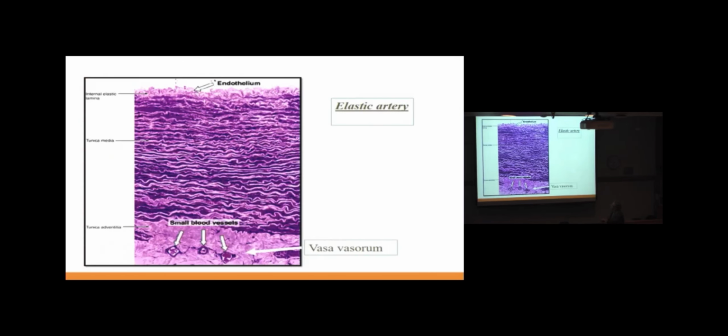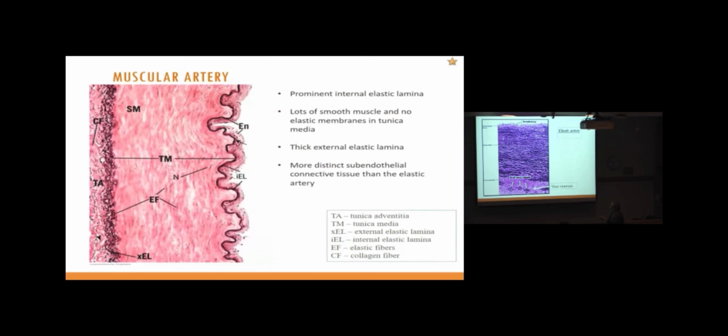Okay, in this preparation of an elastic artery, you can't even see any cells, but it's done so that we can see the elastic lamina so clearly. So you can really see how extensive they are here in the media. In between, there would be smooth muscle cells, and the intima and the adventitia, and you can see a few blood vessels, vasa vasorum, down here in the adventitia.